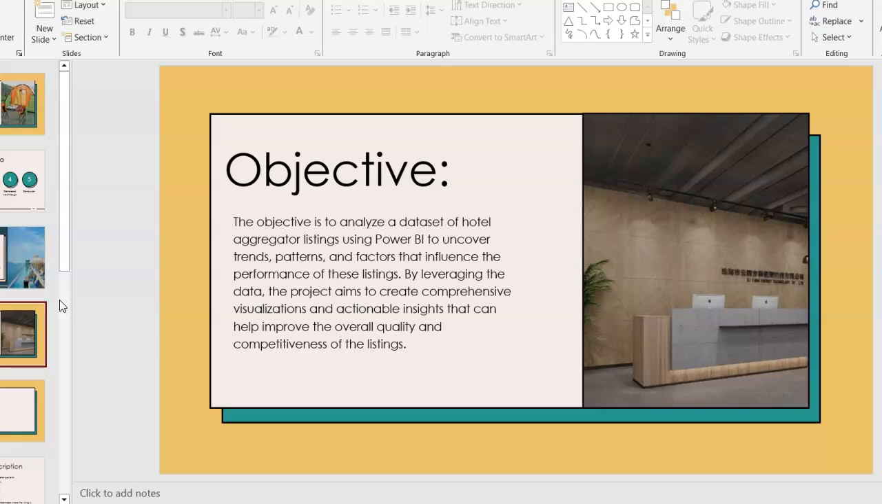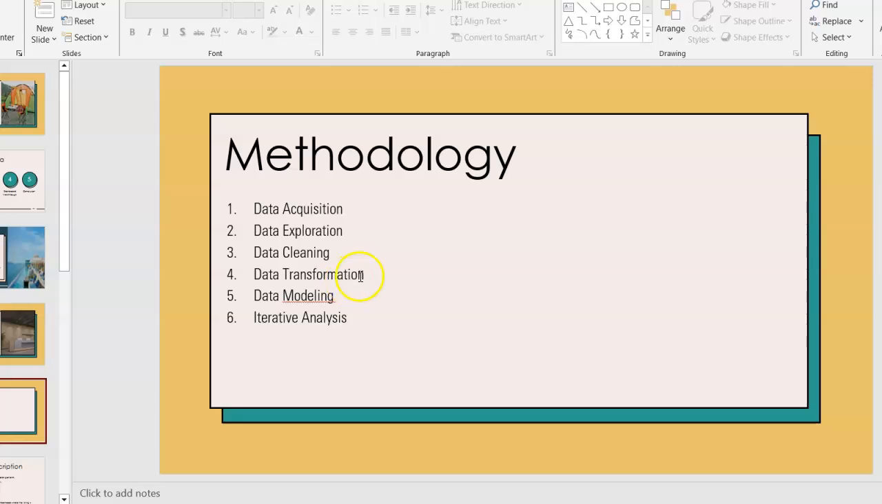By leveraging the data, the project aims to create comprehensive visualizations and actionable insights that can help improve the overall quality and competitiveness of the listings. The methodology that we used here is data acquisition, exploration, cleaning, transformation, modeling, and iterative analysis.